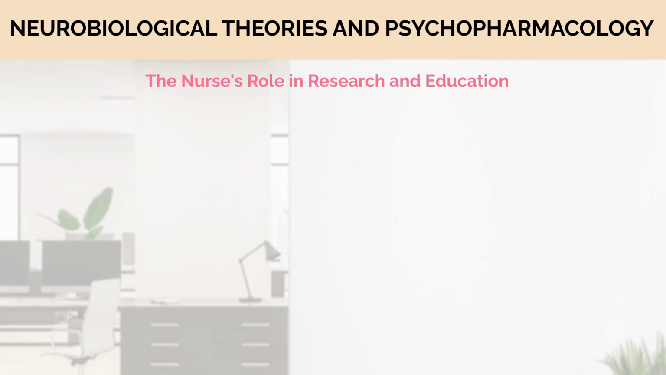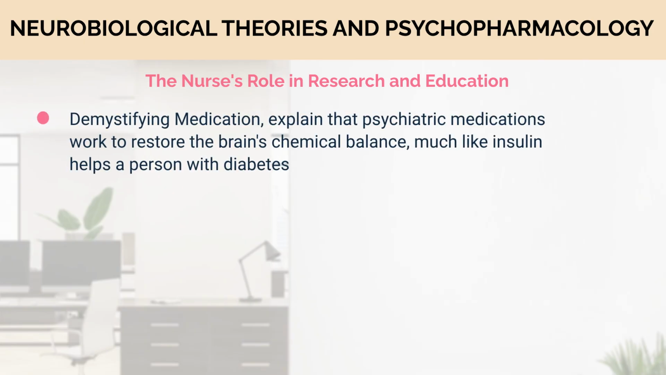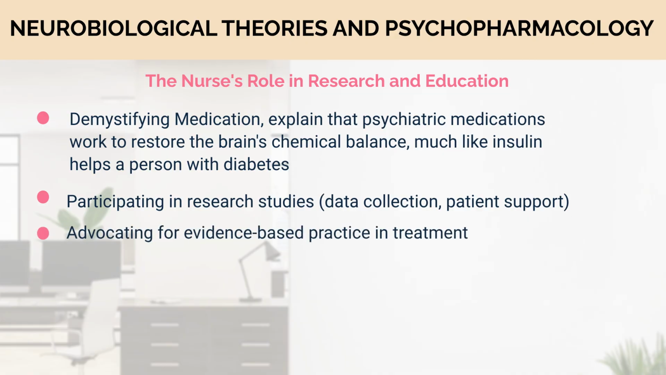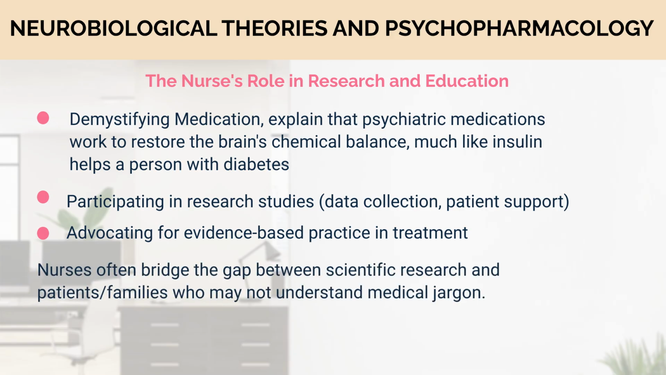Still on the clinical example, demystifying medication. Explain that psychiatric medications work to restore the brain's chemical balance, much like insulin helps a person with diabetes. Participating in research studies, data collection, and patient support. Advocating for evidence-based practice and treatment. Nurses often bridge the gap between scientific research and patients and families who may not understand medical jargon.